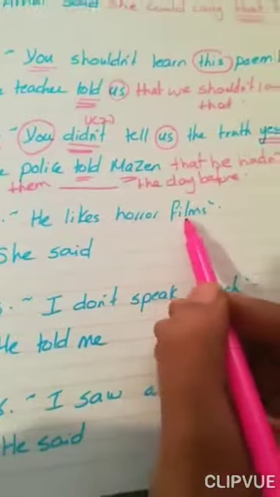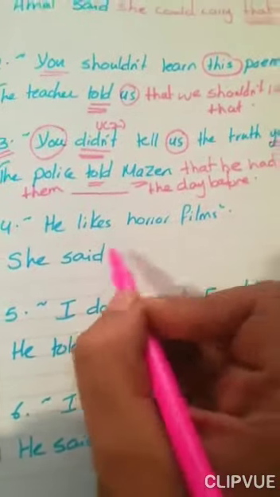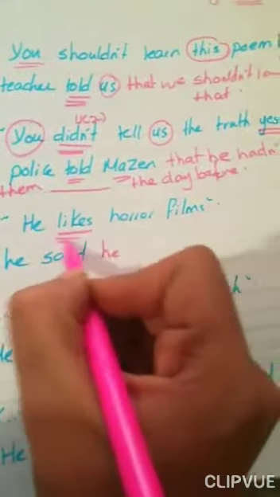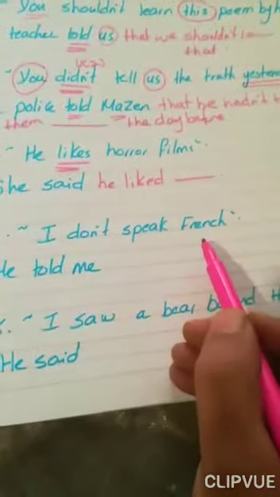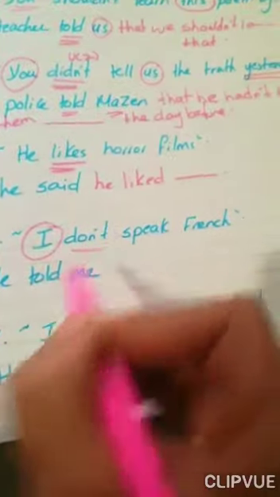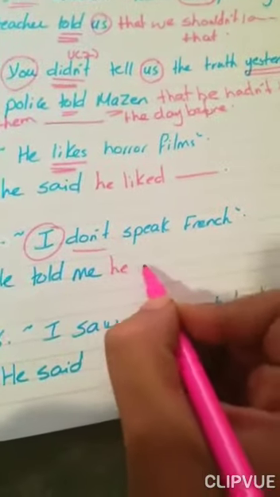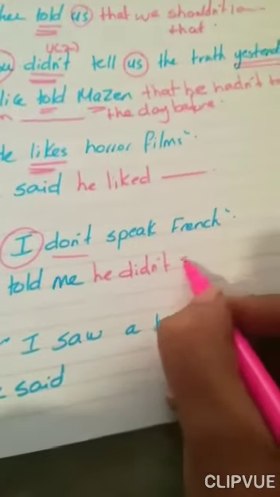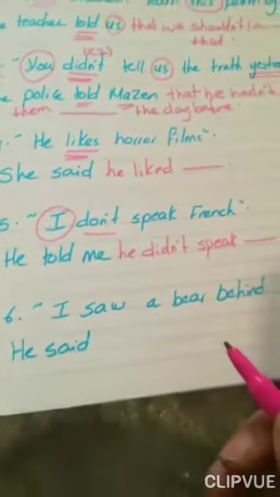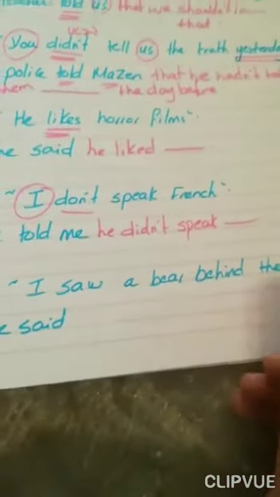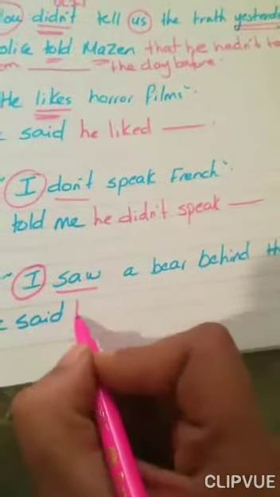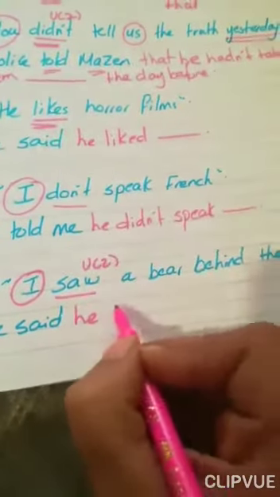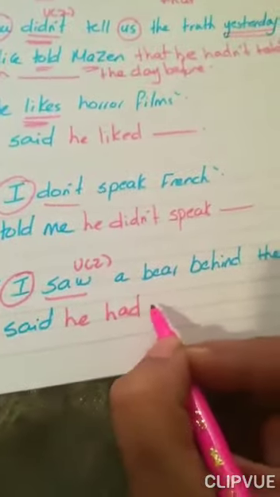This is a very important example. He likes horror films. She said, that is optional. He, the past of like is liked, and you continue the rest of the sentence. I don't speak French. He told me, he, the past of don't, didn't speak French. I saw a bear behind the tree. He said, he, this is verb 2. What will it become? Directly I put had with its third form, seen a bear behind the tree.